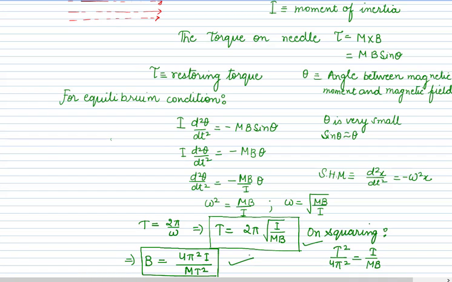Whenever there is a compass which is oscillating in the magnetic field, then the magnetic field is given by this equation, the time period of oscillation is given by this equation. Then the magnetic field is given by the following equation and the time period is given by this equation.